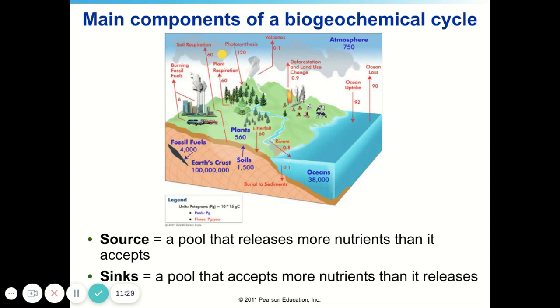And then two more really important terms that can be applied to all of the biogeochemical cycles: sink and source. So a sink is typically a reservoir that's growing over time, and a source is a reservoir that's decreasing over time. For example, in this carbon cycle diagram, the creation of fossil fuels would be a carbon sink, and the burning of fossil fuels would be a carbon source.